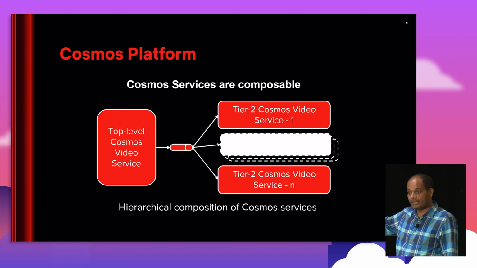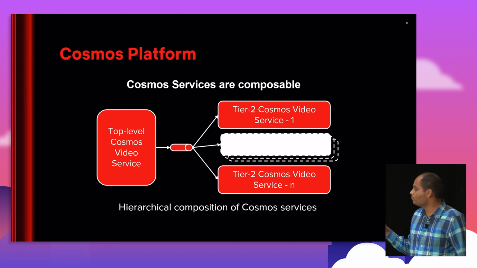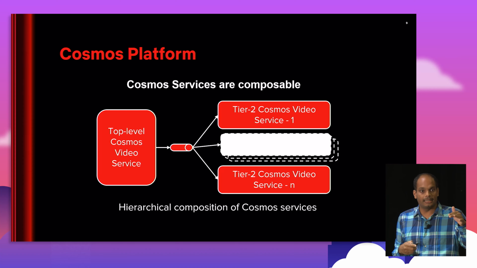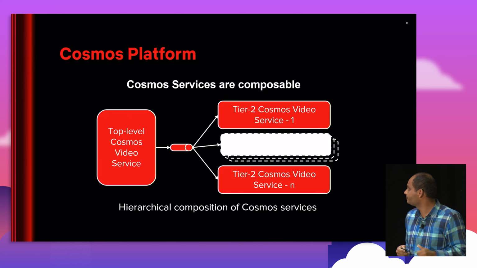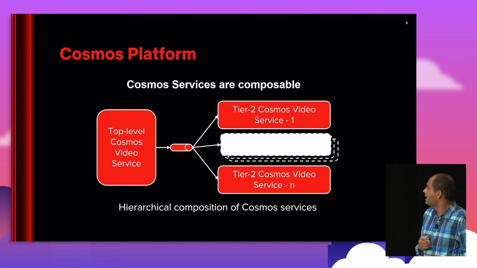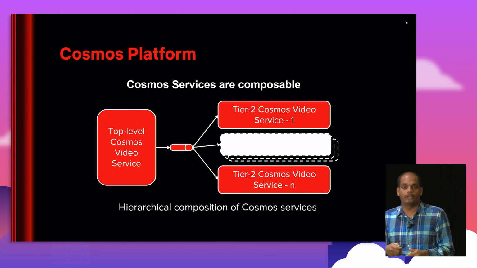Also, we use a queue there for durability. And then it can also call a function directly. So that's the grain at which the orchestration happens. So now, zooming into Cosmos Plato.